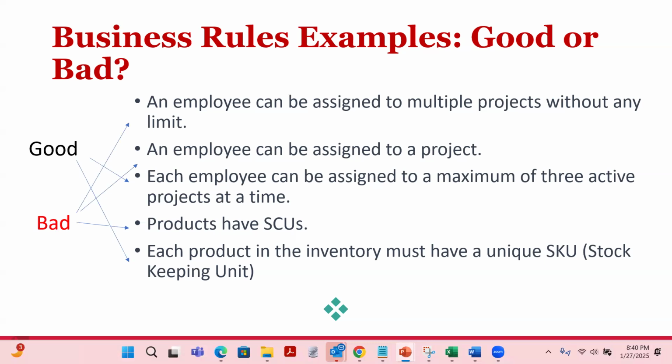For your team project, I want you to give me good business rules. Okay.